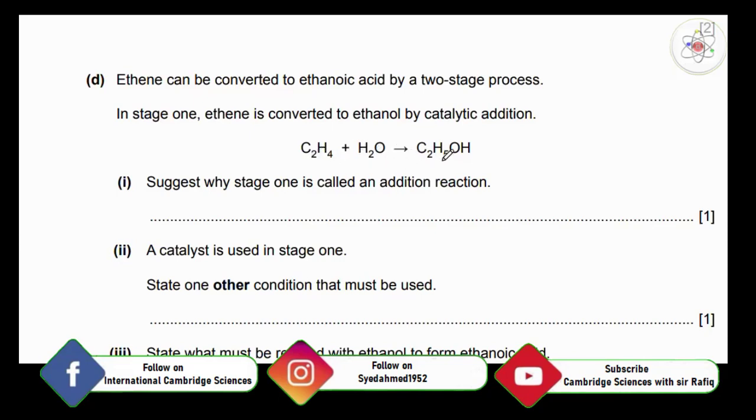Explain why stage 1 is called an addition reaction. In addition reactions, you can see that there are 2 reactants, and they are added together to form only one product. So when one product is formed from 2 reactants, a reaction can rightly be called an addition reaction, right? So you can write that only one product is formed.